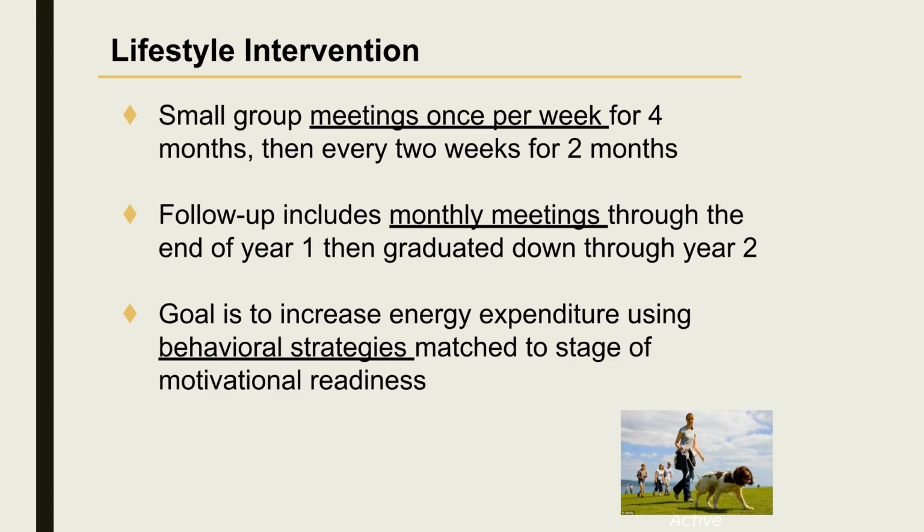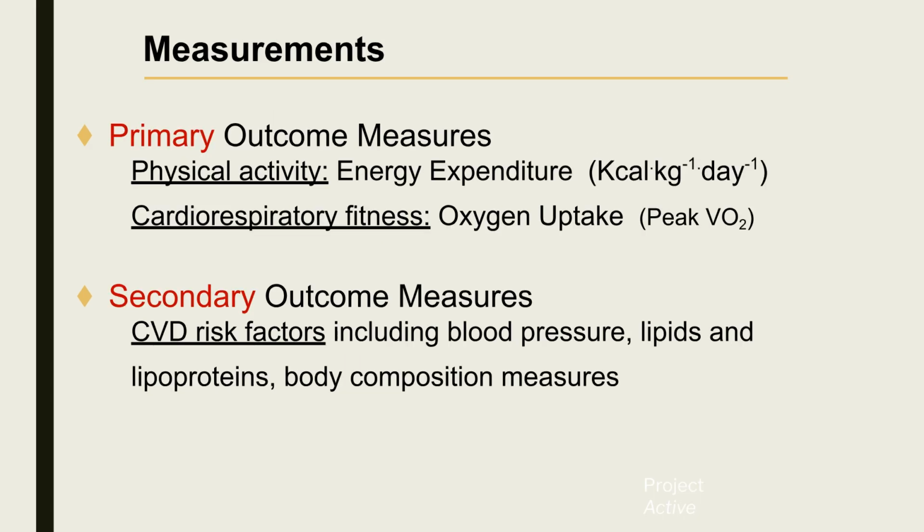During the 18-month follow-up, meeting frequency gradually decreased, from monthly to bi-monthly, and then to every 3 months. Activities included group-based events, such as mall walking, orienteering, volleyball, and interactive games designed to reinforce behavior change skills. Participants also received a monthly activity calendar and a quarterly newsletter. The primary outcome measures included physical activity and cardiorespiratory fitness. Physical activity was assessed using energy expenditure, while cardiorespiratory fitness was measured by peak oxygen uptake, or VO2 peak. Secondary outcomes focused on cardiovascular disease risk factors, including blood pressure, blood lipids, and lipoproteins, as well as body composition.